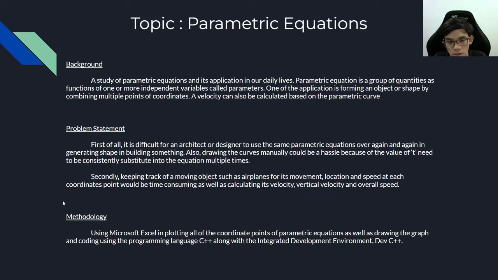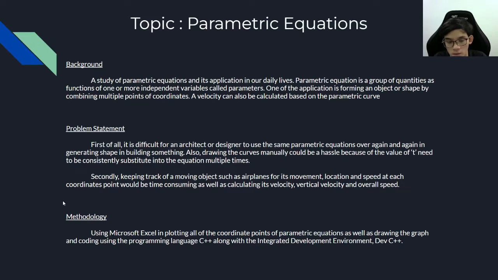Basically, parametric equations are equations that express a group of quantities as functions of one or more independent variables called parameters. By combining these parameters, we can generate some shape or object. By generating this object, we can also calculate the velocity, which is also known as the parametric curve, based on the curve. So why did we choose this topic?